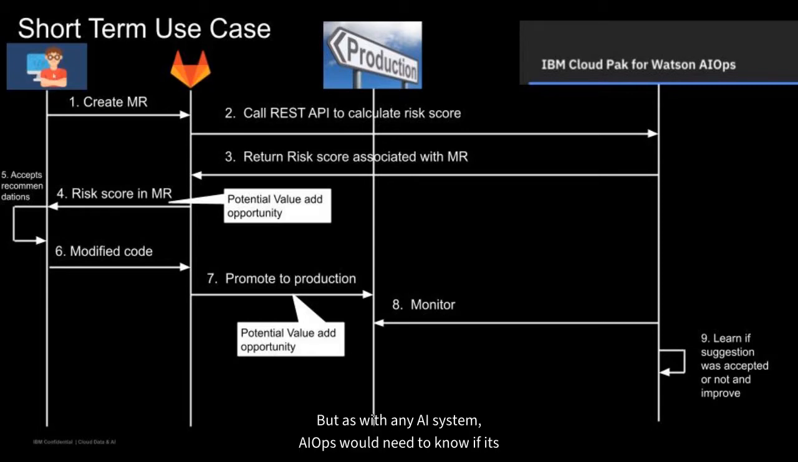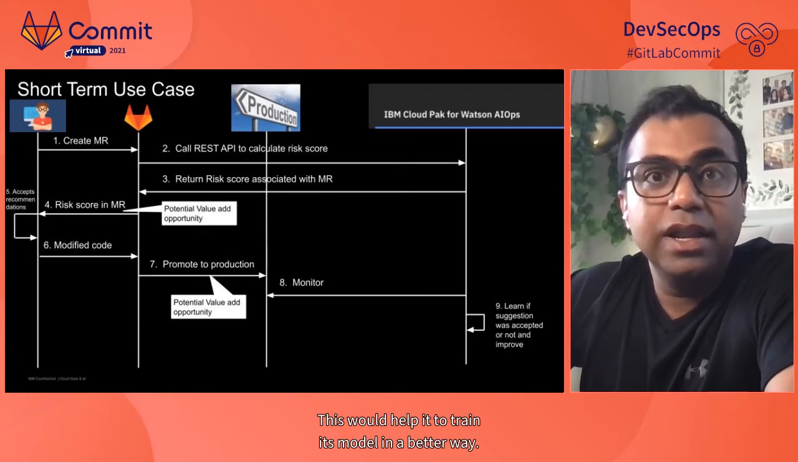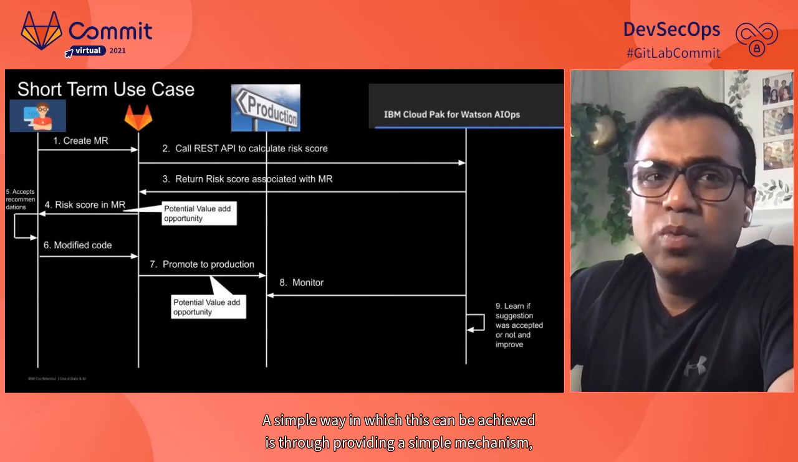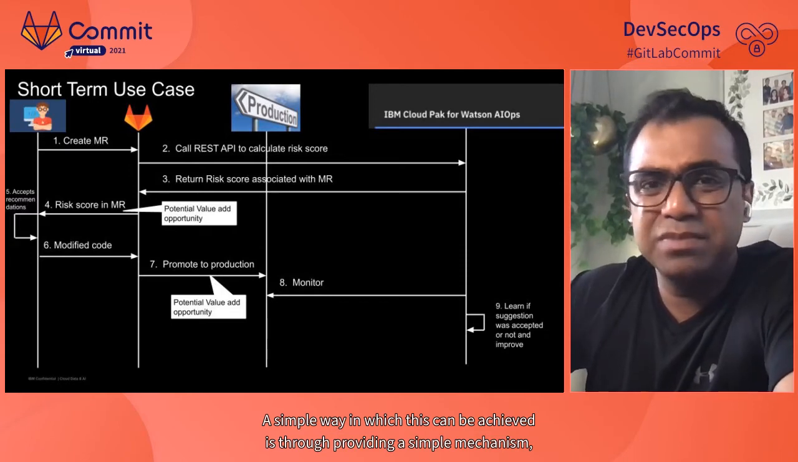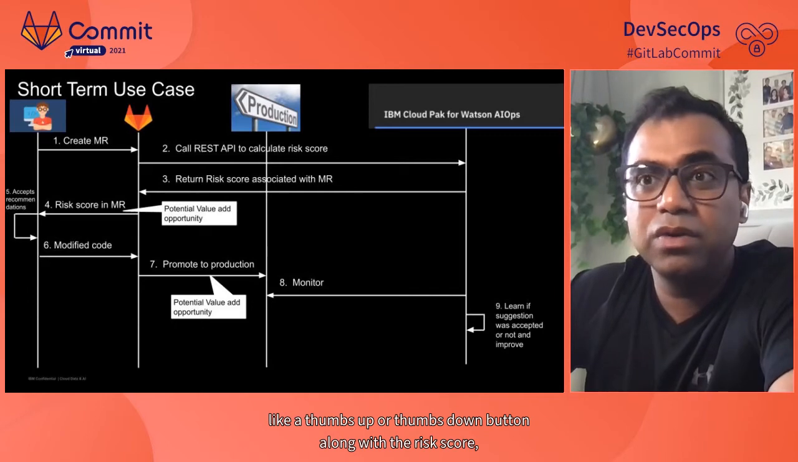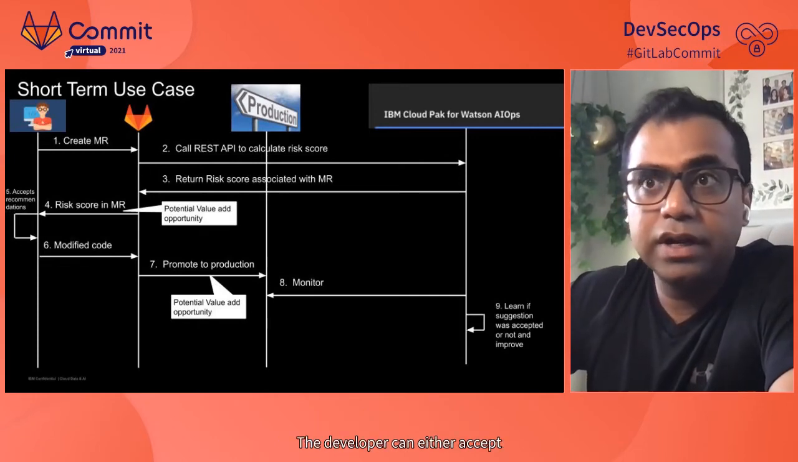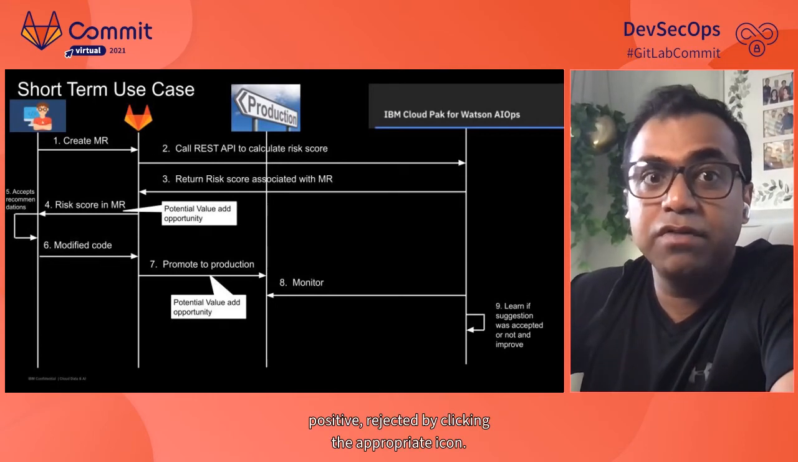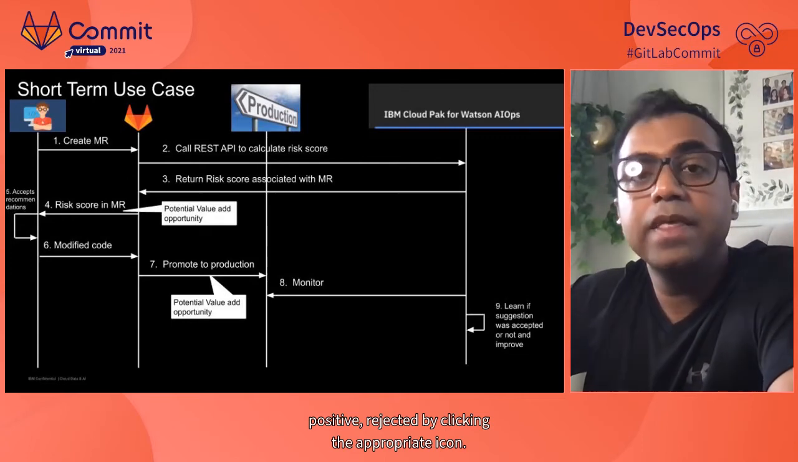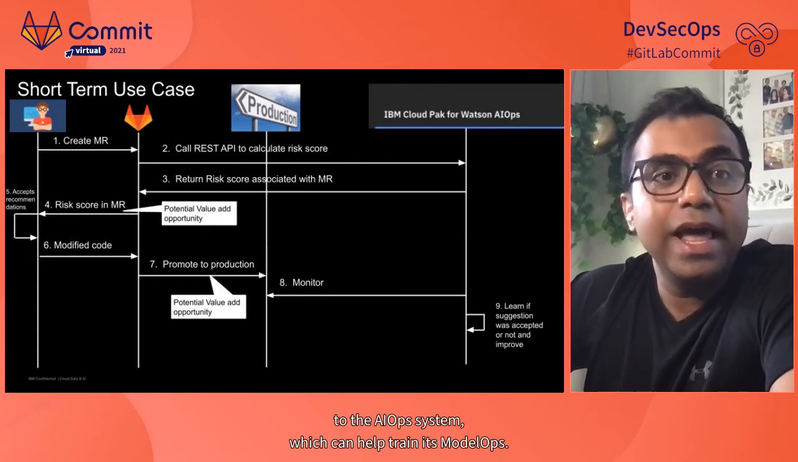But as with any AI system, AIOps would need to know if its recommendation was accepted by the user or not. This would help it to train its model in a better way. A simple way in which this can be achieved is through providing a mechanism like a thumbs up or a thumbs down button along with the risk score, along with an explanation as to why that risk score was calculated. The developer can either accept the recommendation, or if the developer feels it's a false positive, reject it by clicking the appropriate icon. This feedback can then be sent over to the AIOps system, which can help it train its models.